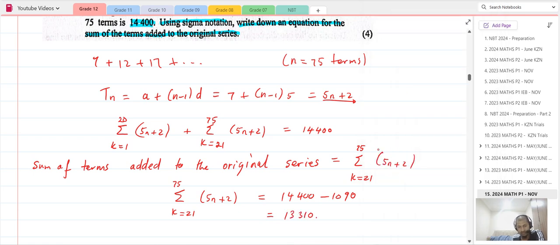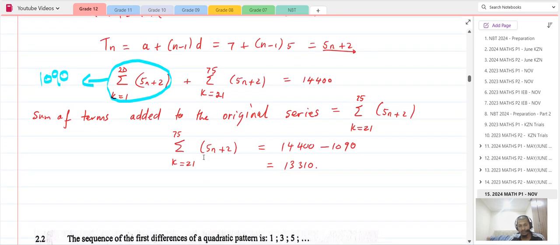This is a simpler equation, because remember, we solved this part in part 1. This is already 1090, so I took it over and just subtracted it. That is the sum of the terms added to the original series. Yeah, this should be fine.